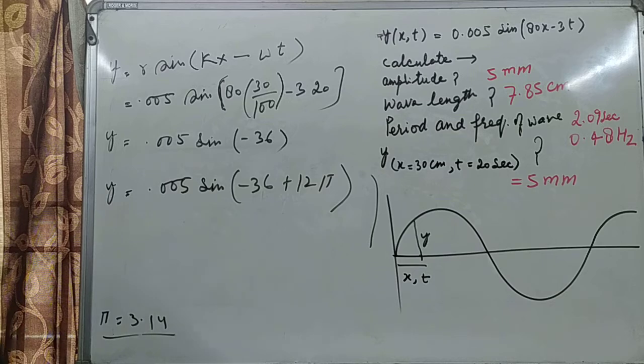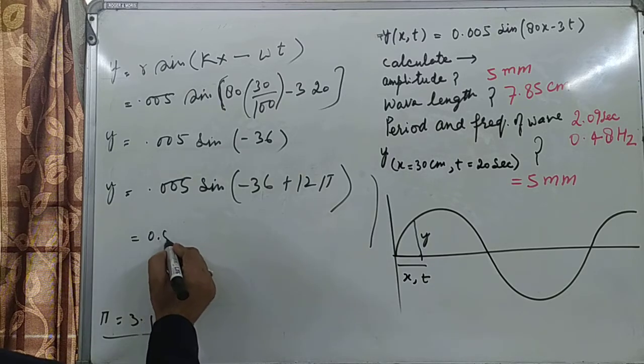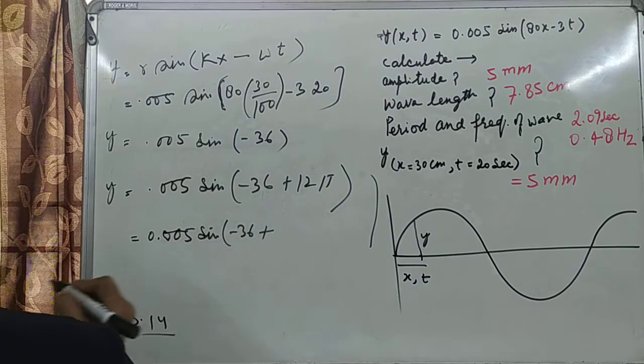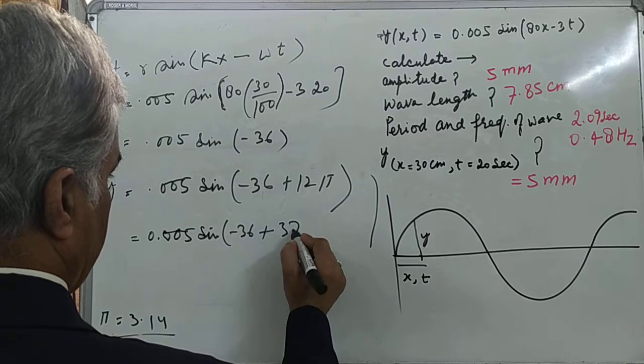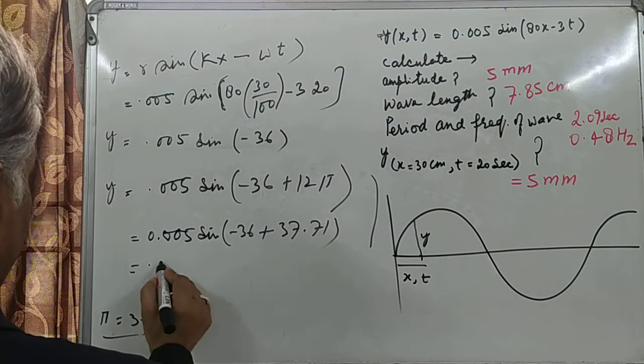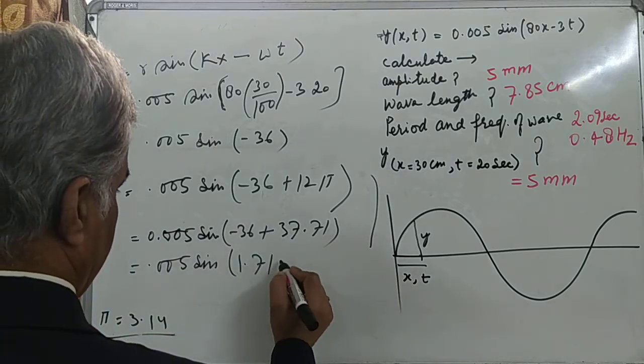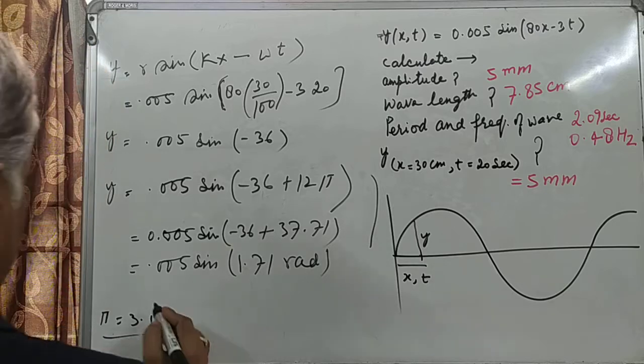So on simplification, you will find y equals 0.005 sin of -36 plus 37.71. That is 0.005 sin of 1.71 radian.